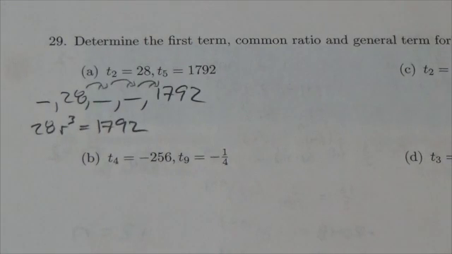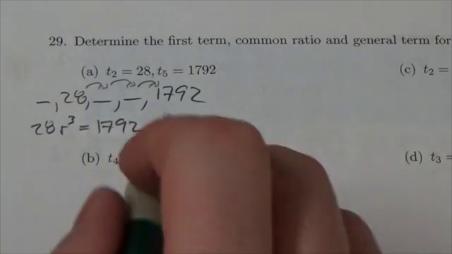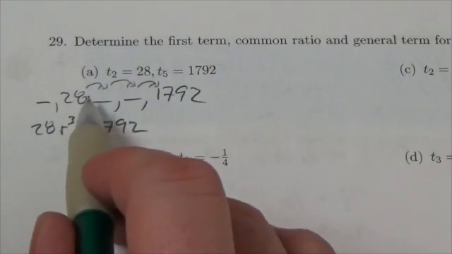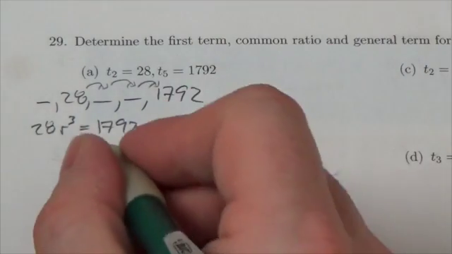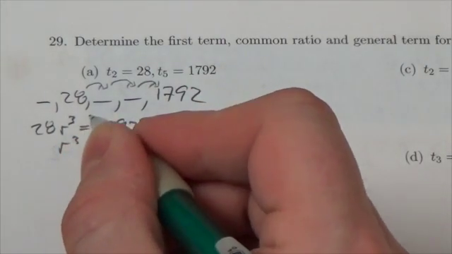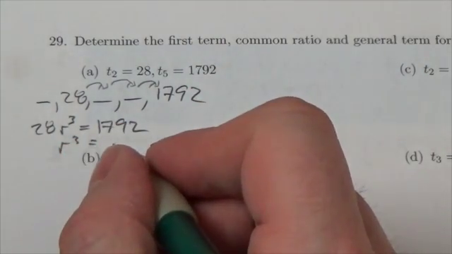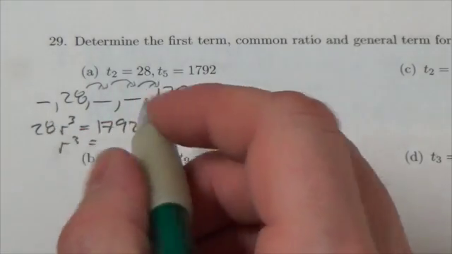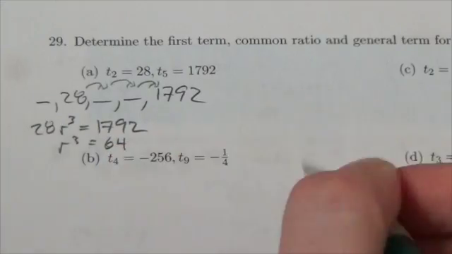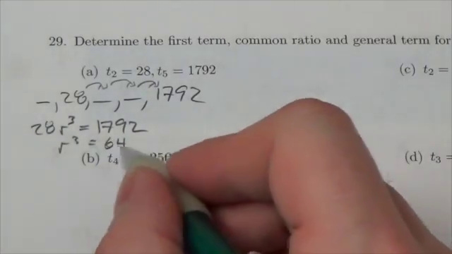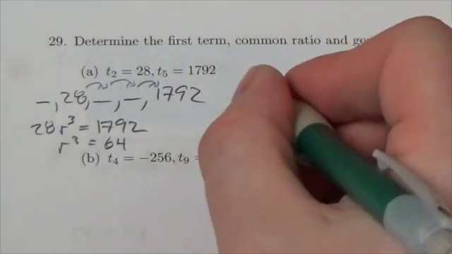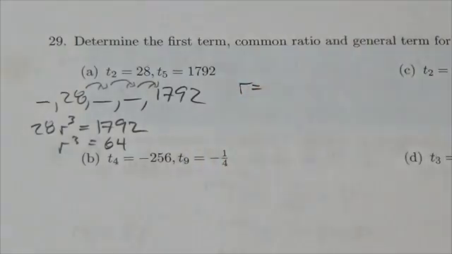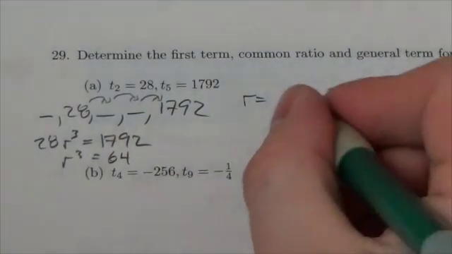Now, again, I don't know what a is. I'm just trying to figure out r, but r is the relationship. It's how I go from one term to the next here. So now, r cubed is going to equal 1792 divided by 28, and I get 64. So now, to get what r is, I got to take the cube root of 64, and it turns out that ends up being 4.